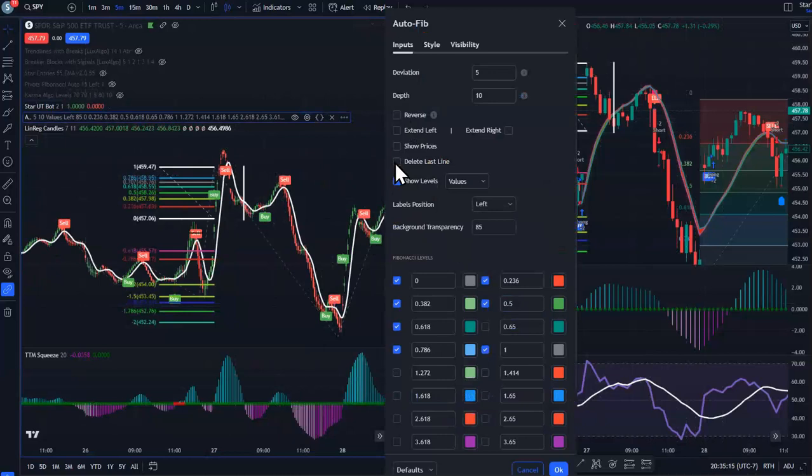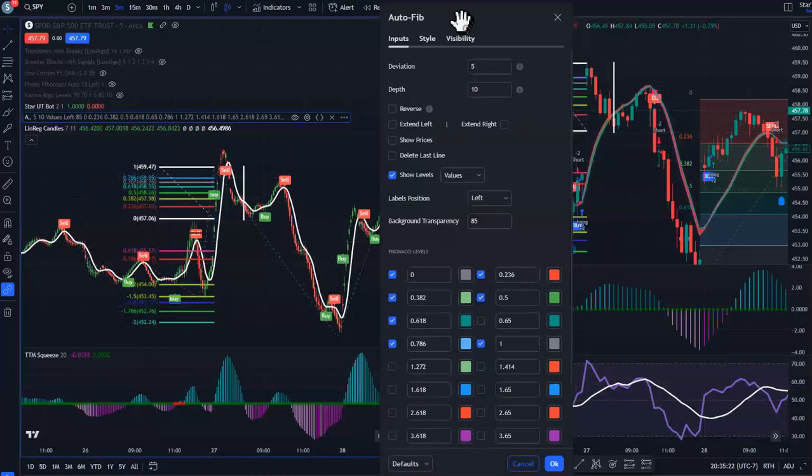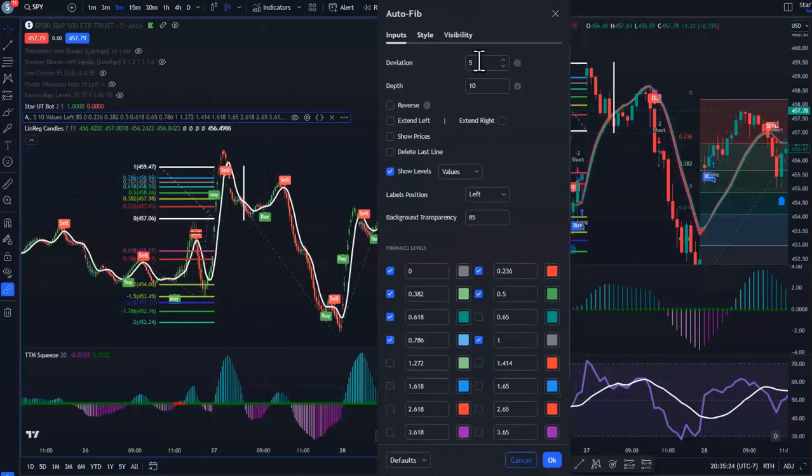I'll delete the last line just so I can get some more back price action, but that's not necessary. The one that really needs to be changed in the default settings is, I think it starts out at 7 or something, or 3 on the base one, which is just way too fast for me. So I set the deviation to 5. The rest of them I just keep as default here.